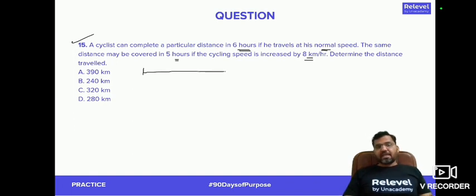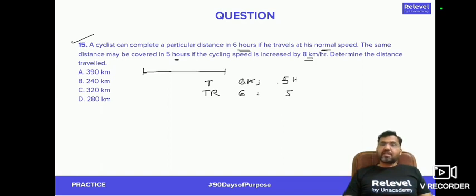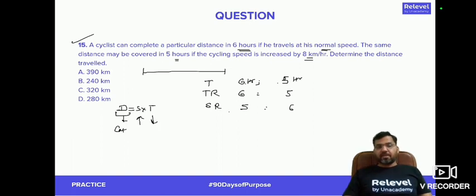See that the cyclist is traveling a constant distance. Time is given to me. First the time is given as 6 hours, and then the time taken is 5 hours. So the time ratio is 6:5 here. First it's 6 hours, then it's 5 hours. The speed ratio must be the inverse of each other, right? Because as we have studied earlier, if distance is kept constant, speed and time will be inversely proportional to each other. The time ratio is 6:5, so the speed ratio is 5:6.